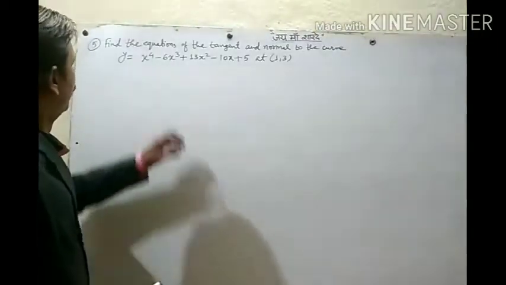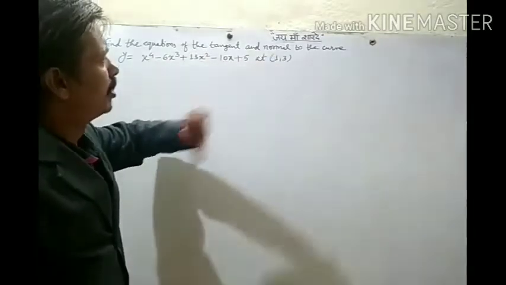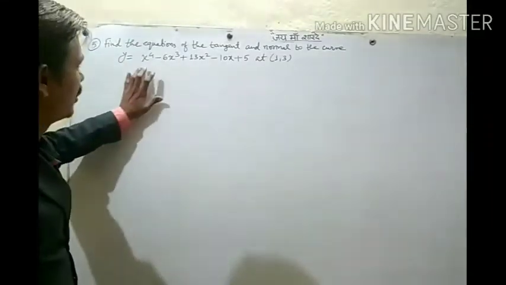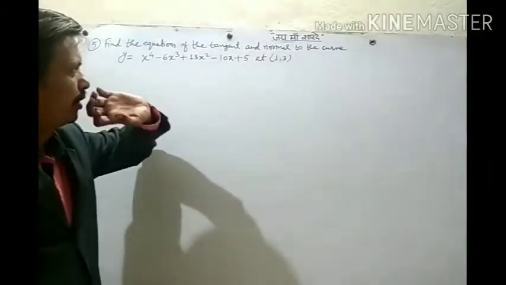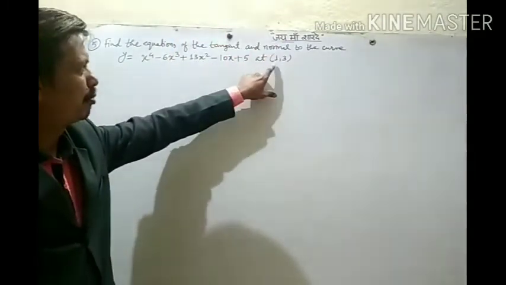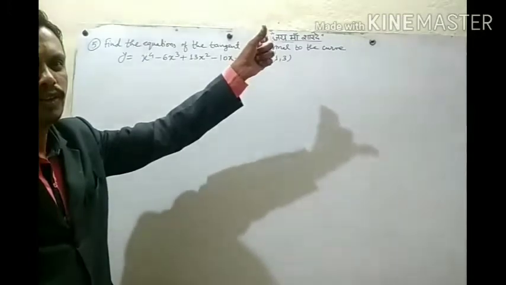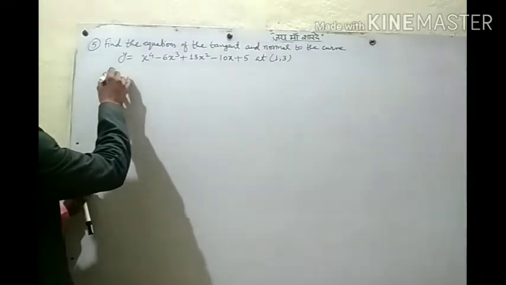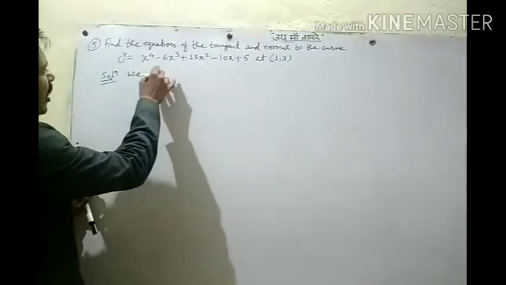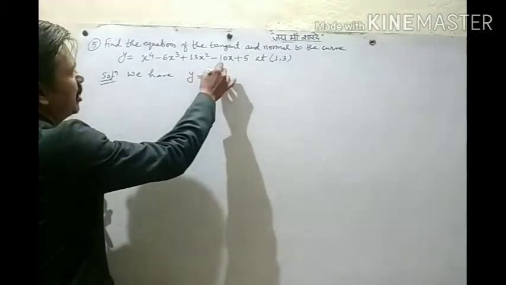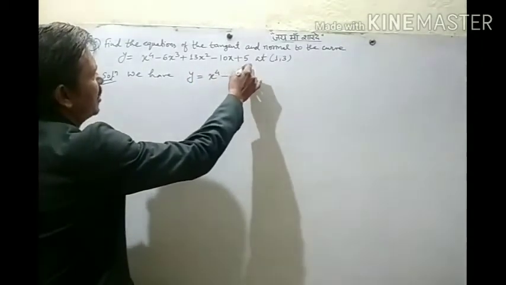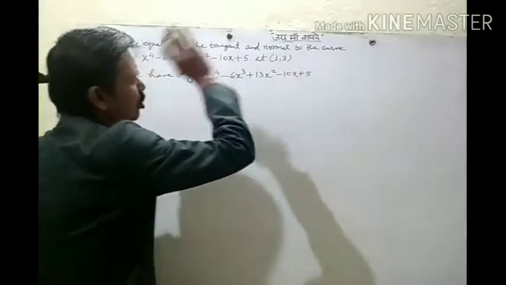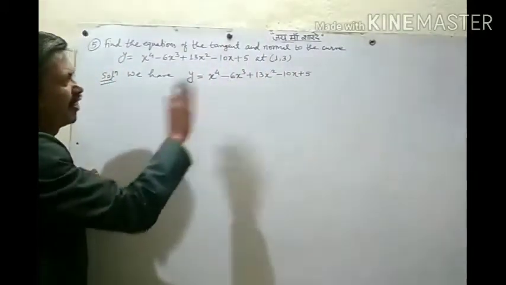Now, we have to find the equation of tangent and normal of this curve at point (1, 3). Now we need the equation of tangent of this curve at point (1, 3). So we have the point, only we need its slope. So how to find the slope? Just find dy by dx. The given curve is y equal to x to the 4 minus 6x cube plus 13x square minus 10x plus 5. We need the slope of tangent at this point. Then we can find the equation of tangent easily.